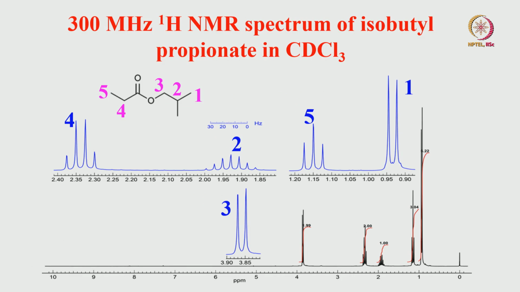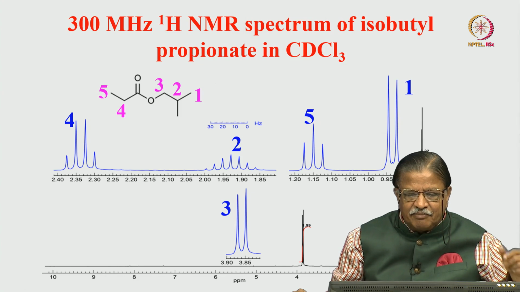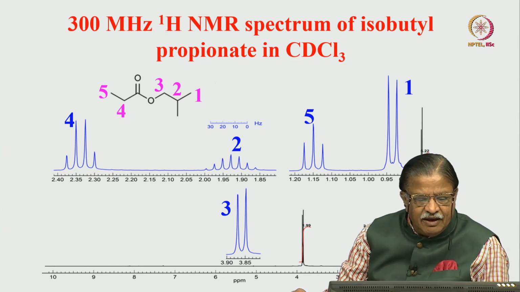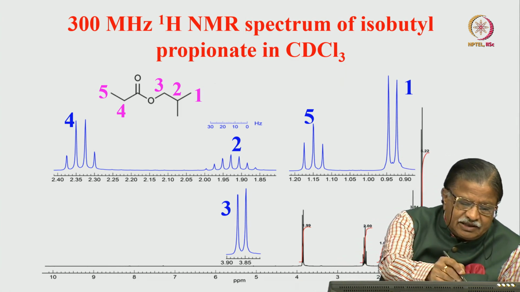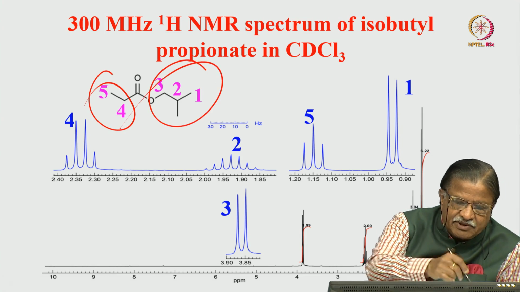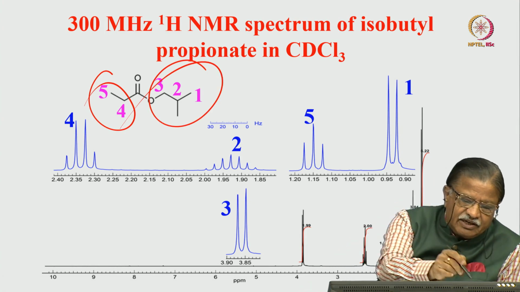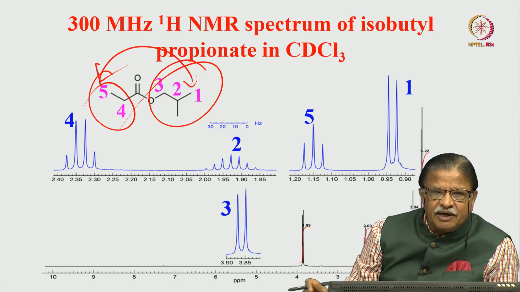We will go to the next complex molecule, a bit complex, appears simple but complex. How do you do that? This is a simple molecule, isobutyl propionate in chloroform. Interestingly, you have to see there are two groups of protons here. This is one coupled spin system, this is another coupled spin system. In between there is a C double bond O. As a consequence, there is no interaction between this group and this group, they are very well separated.